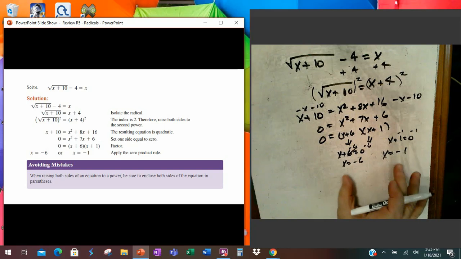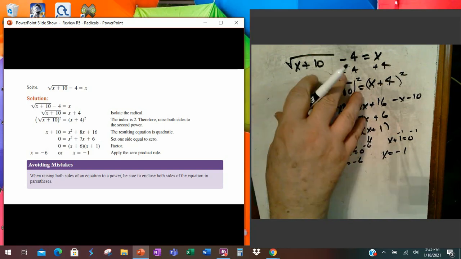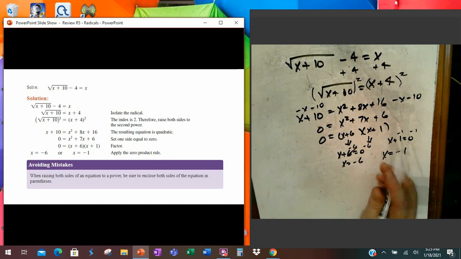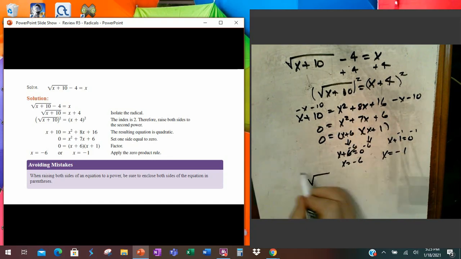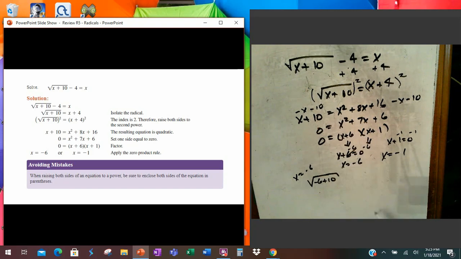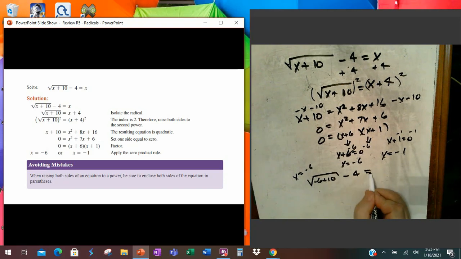Okay. So these are my potential solutions. Let's go back and check them for extraneous solutions or just something that I did wrong in here. I'm going to use x equal to negative 6. That's for my first term, minus 4. Does that equal my negative 6? The square root of 4 minus 4 does not, this is 2 minus 4, which is negative 2, so that doesn't work.